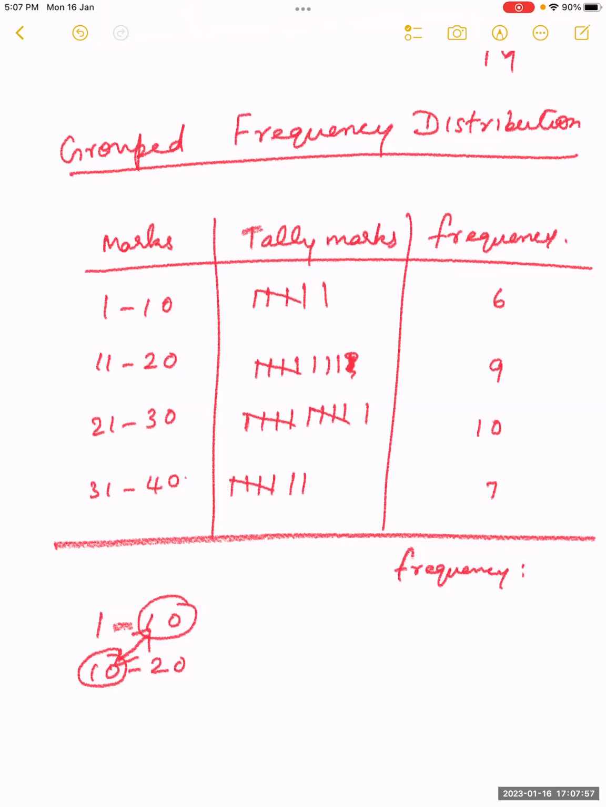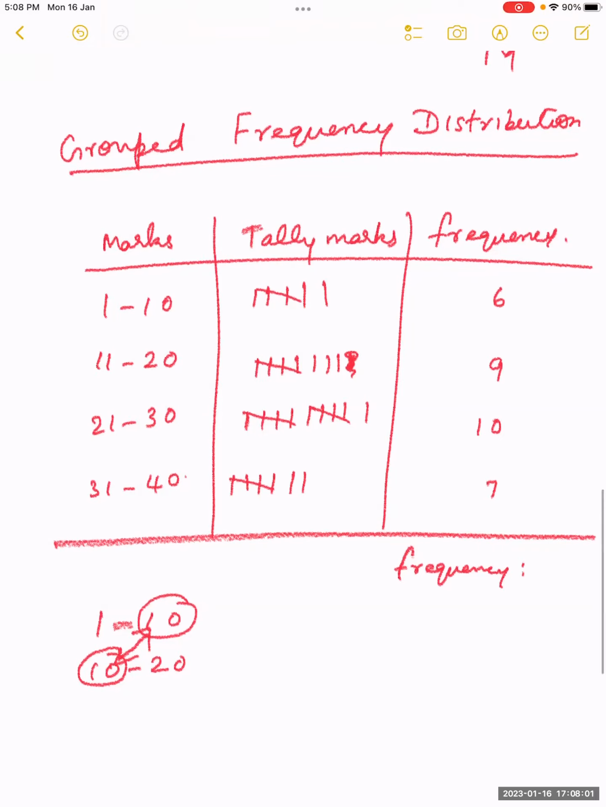Okay, so now add up: 10 plus 6 is 16. 16 plus 9 is 25... 19 plus 6 is 25. 25 plus 7 is 32. Yeah, so 32 observations I got.